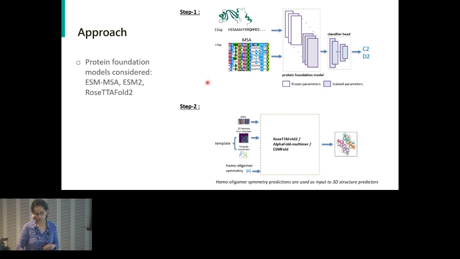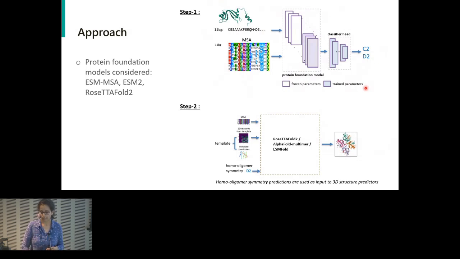In the first step, the input to the approach can either be a protein sequence or an MSA, and then a protein foundation model is used. We consider ESM MSA, ESM2, and RosettaFold 2 models here. Beyond the protein foundation model block, there is a classifier head which is fine-tuned to predict oligomer symmetries such as C2, D2, etc.